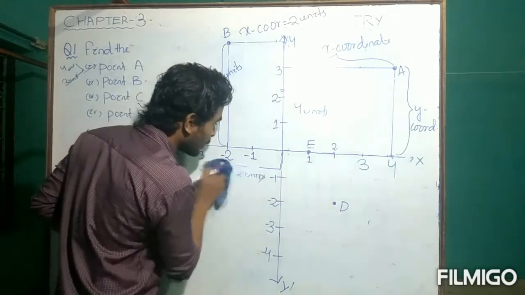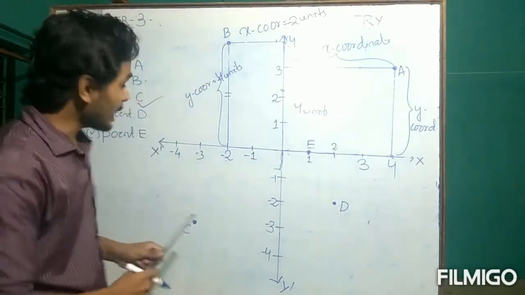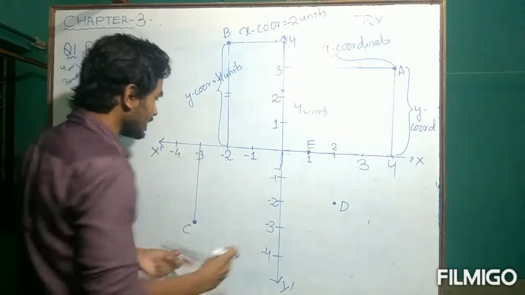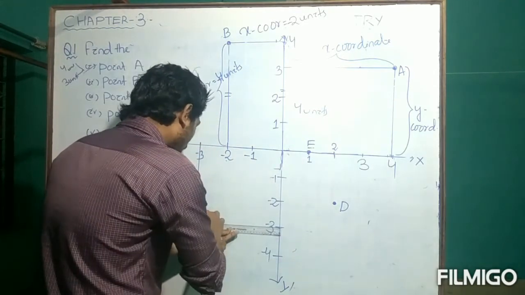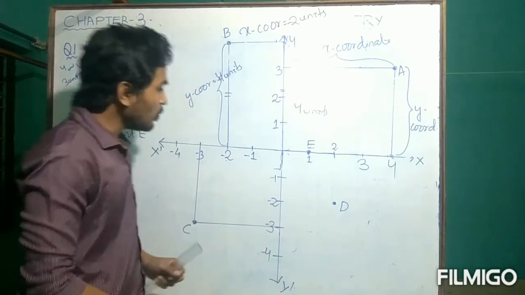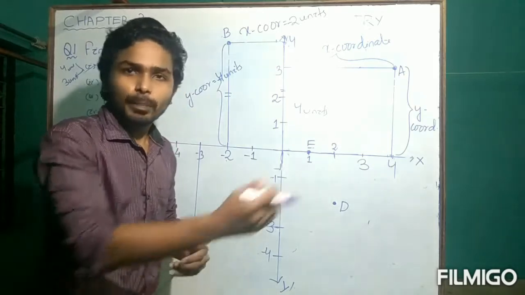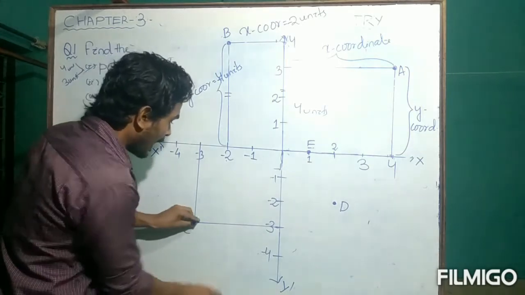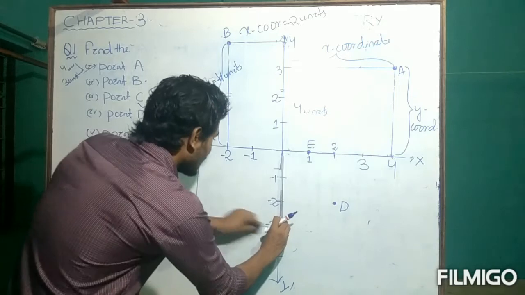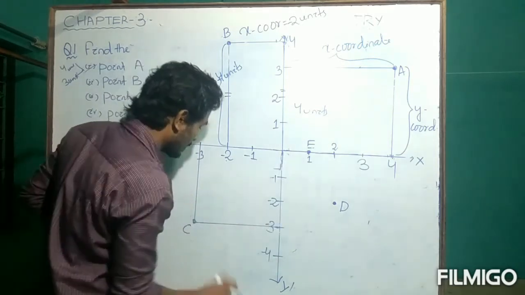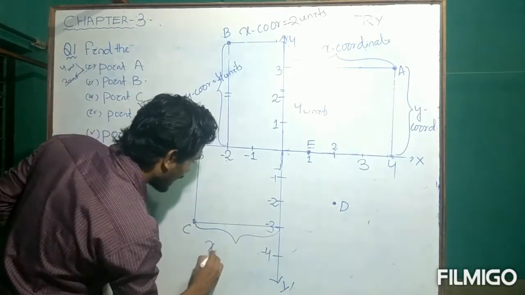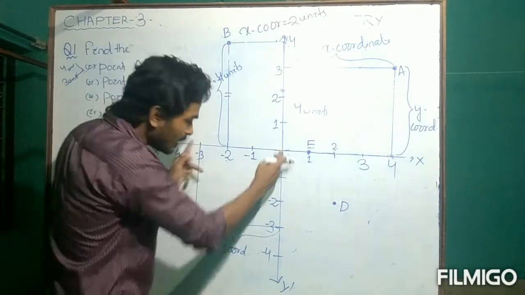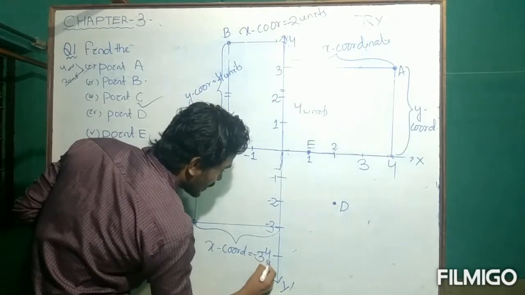In order to find the coordinates of point C, you first draw the perpendicular towards the x-axis and the y-axis. Clear? Now we have to find the x coordinate. As you know, the x coordinate means the perpendicular distance from the y-axis to the point. This is the point and this is the y-axis. This perpendicular distance is the x coordinate, and this distance is equal to this distance. Since this distance is minus 3 units, the x coordinate is minus 3 units.